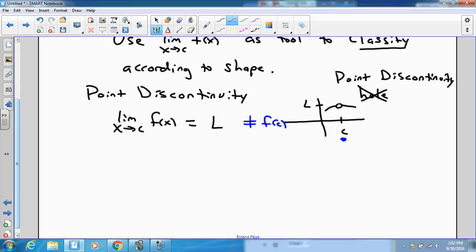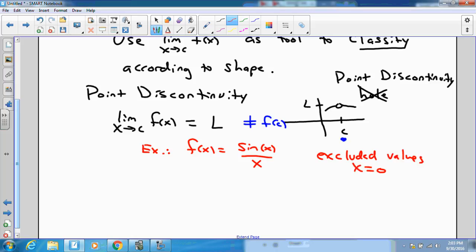And the classic example of such a function is the function f of x equals sine of x over x. We've seen this one before, and we're going to see it again. Quick question. What are the excluded values for f of x? 0. X equals 0. So we have an excluded value. Excluded values will automatically be points of discontinuity because my function can't exist at that point.